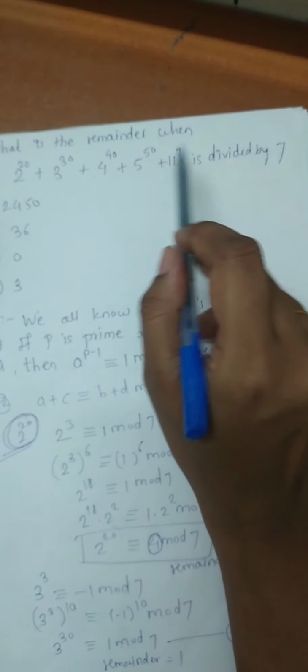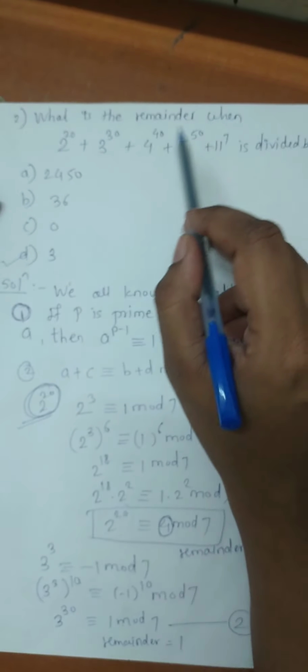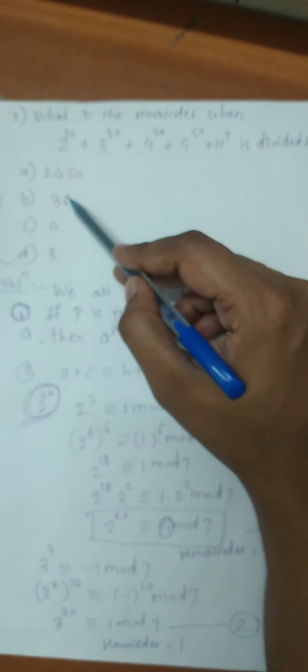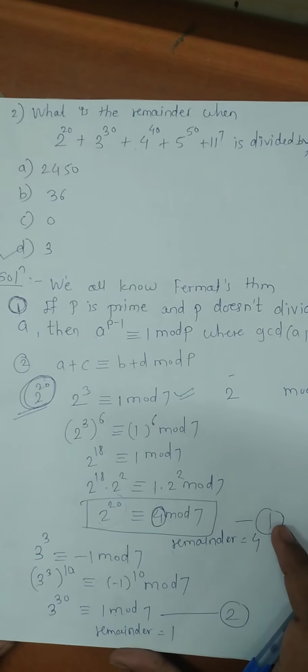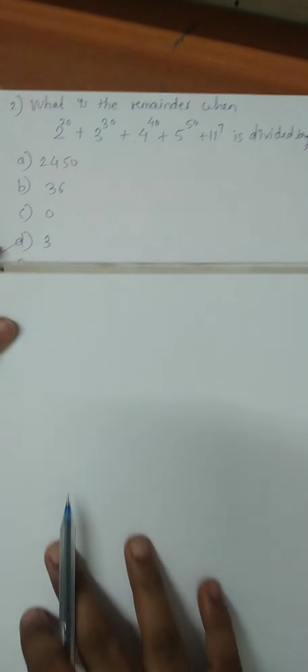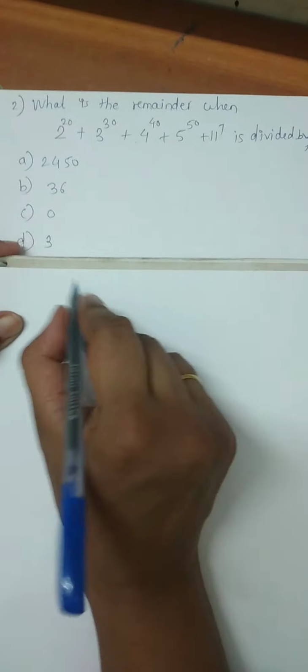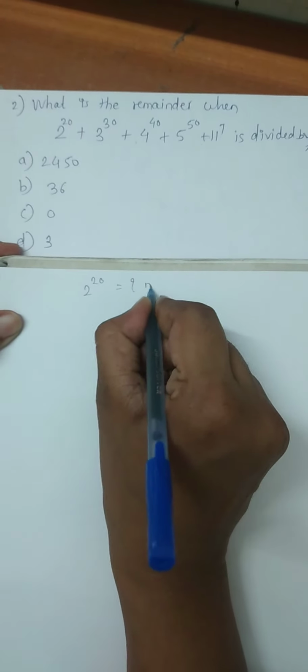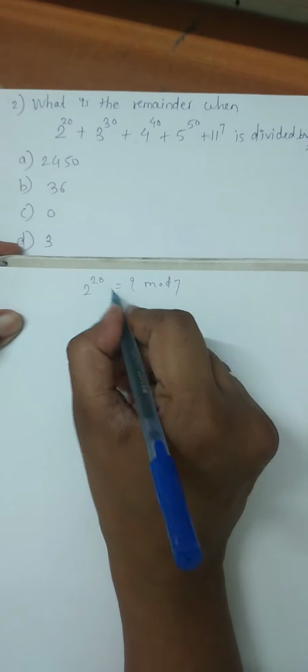Yes, so we use Fermat's theorem here. So what are the options? The options are 2, 4, 5, 0, 36, 0 and 3. So which one is the correct one? Now let's find. See what they have given. See, 2 to the power 20, we have to find modulo 7. What is the remainder?